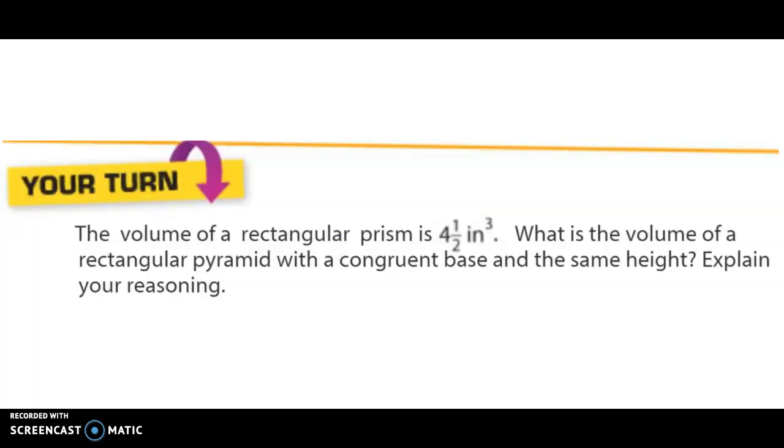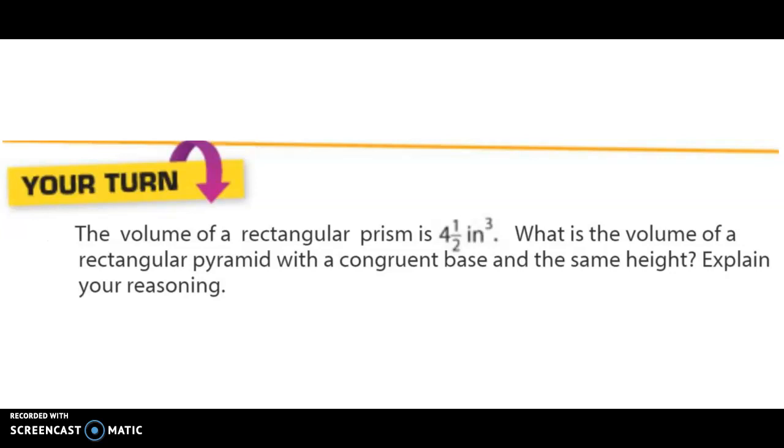If we look at our problem, it says that the volume of a rectangular prism is 4 1/2 inches cubed. What is the volume of a rectangular pyramid that has a congruent base and the exact same height? Now, we're going to explain our reasoning. So, if I know that that rectangular prism has a volume of 4 1/2 inches cubed, what do I also know about that pyramid with congruent base and same height? I know that it's going to be 1/3 of that. So, how do I figure out what the volume would be?